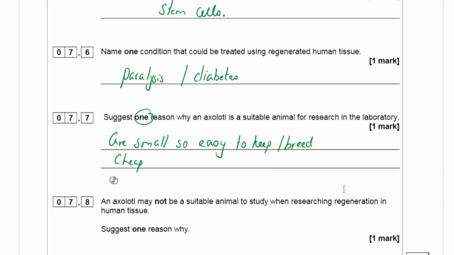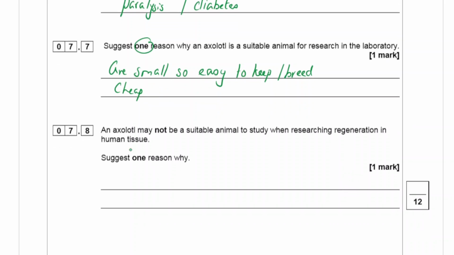An axolotl may not be a suitable animal to study when researching regeneration in human tissue. So there could be a disadvantage as well. Why? Well, it might not have the same genome as us. They don't have similar genes as us. Definitely, it's not a mammal. Right? It's a reptile. Sorry, it's not a reptile. Amphibian. Right? So it is not a mammal. It is an amphibian.